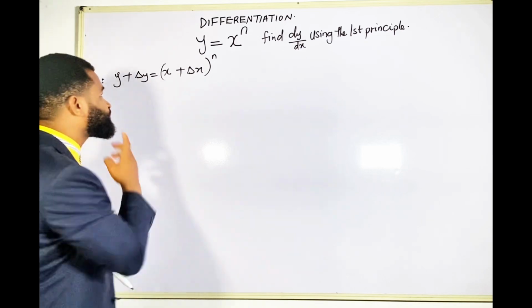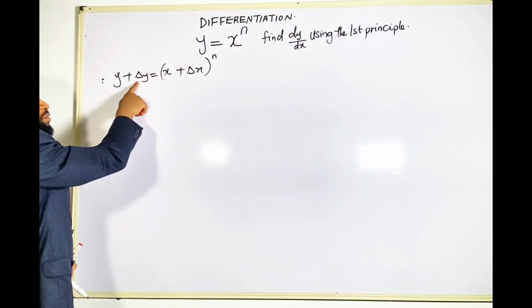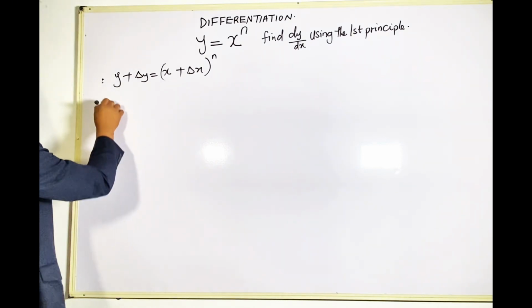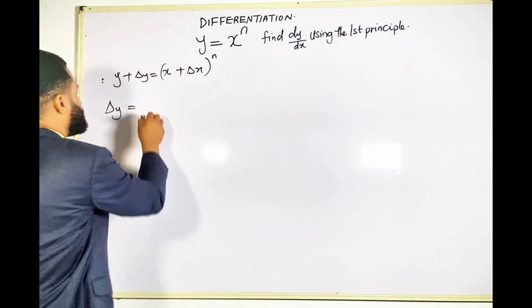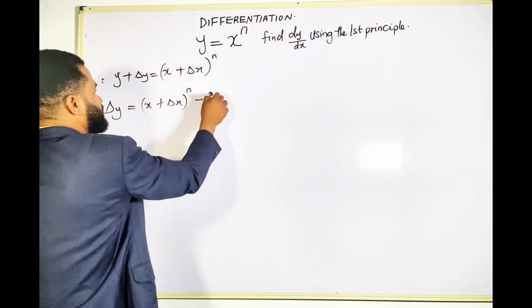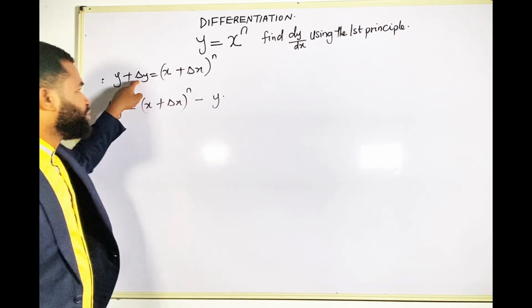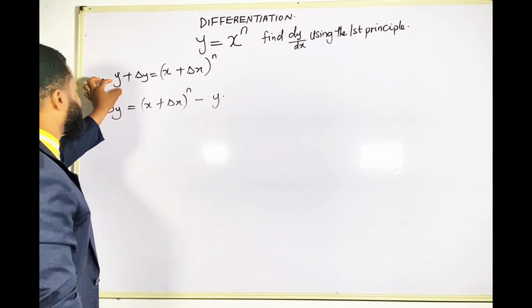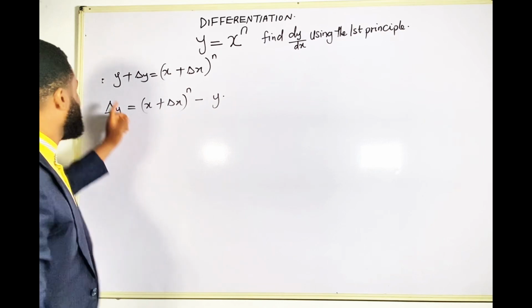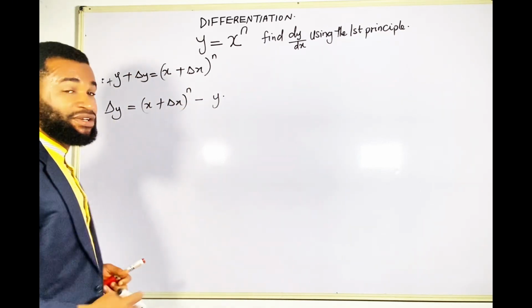But before then, remember, I'm looking for the change in y. So I'm going to say dy is equal to x plus change in x, all raised to power n, minus y. Remember, I am making y the subject of the formula, so I have to subtract y from both sides of the equation. That was plus y here, when it comes here, it becomes minus.